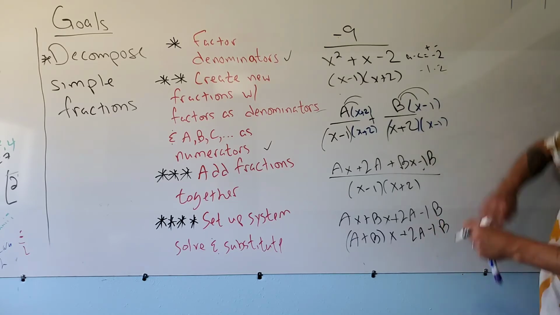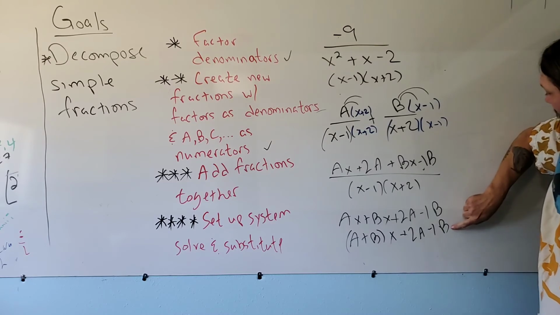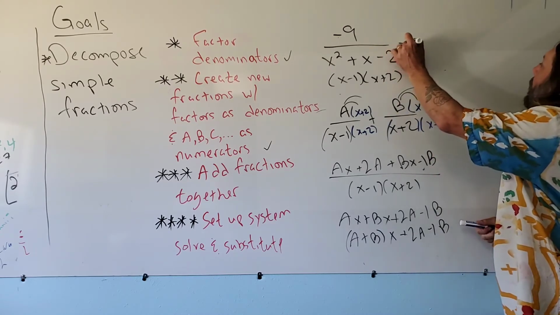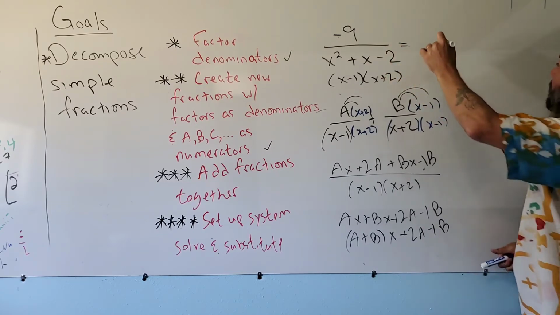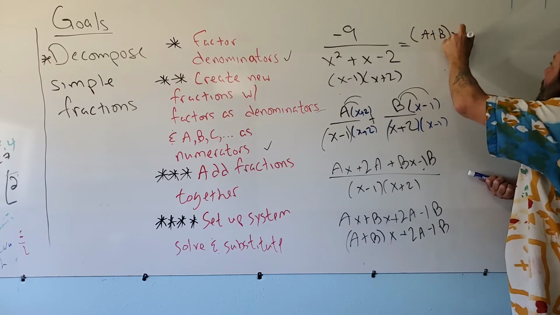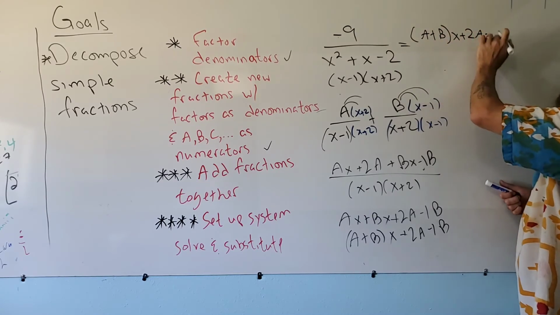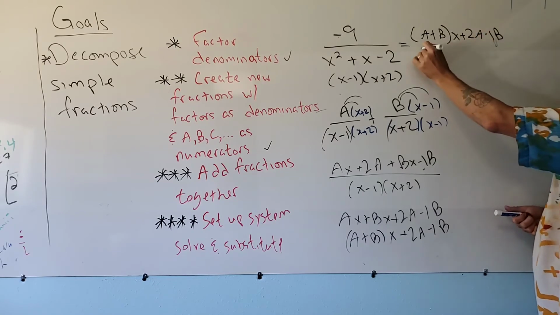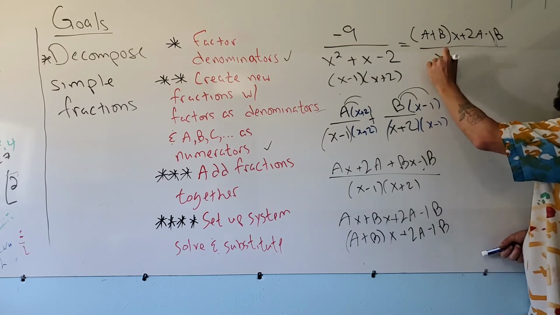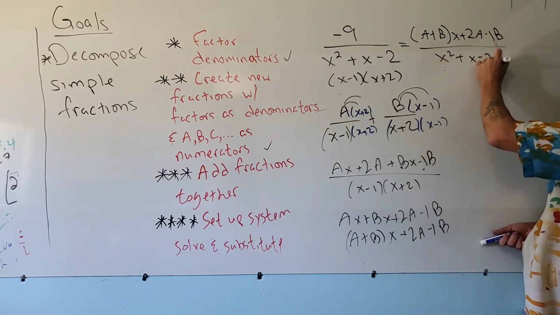All right, so what I'm going to do now is I'm going to set this numerator equal to that numerator and have the same denominator, right? So I have a plus b x plus 2a minus 1b, and that's all over. I'm going to just put this denominator back together. x squared plus x minus 2.